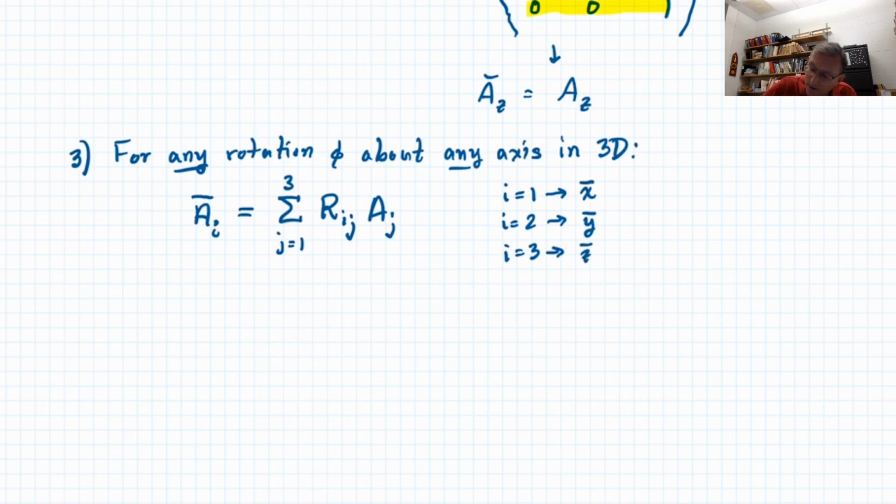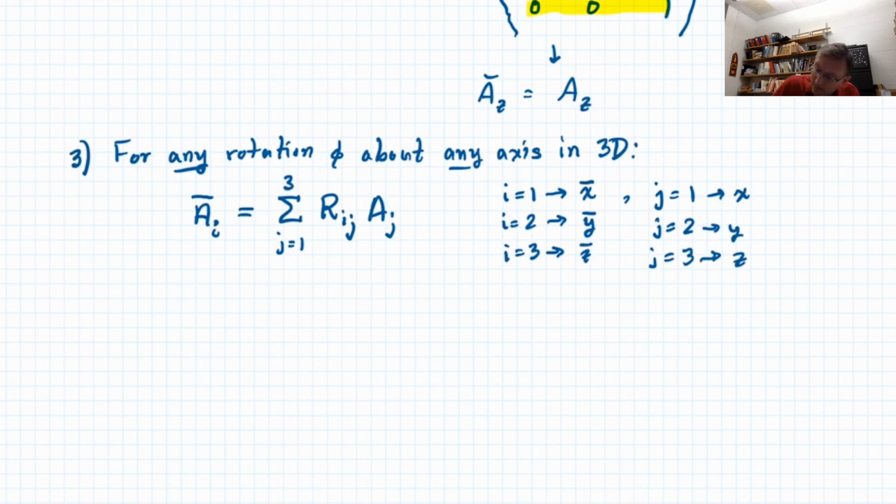Likewise, if the other index we're using, j, equals 1, it's the second index on the R, notice, that represents x. If j equals 2, that represents y. And if j equals 3, that represents z. Okay?